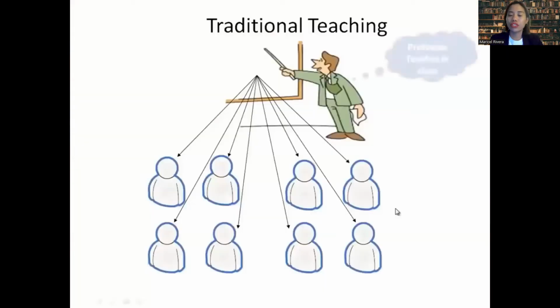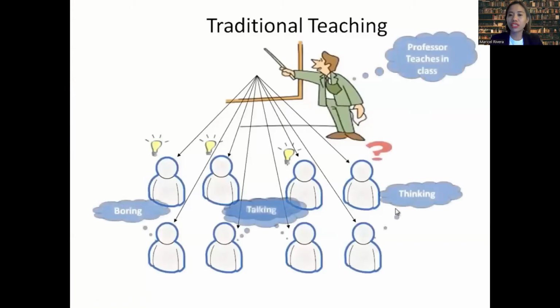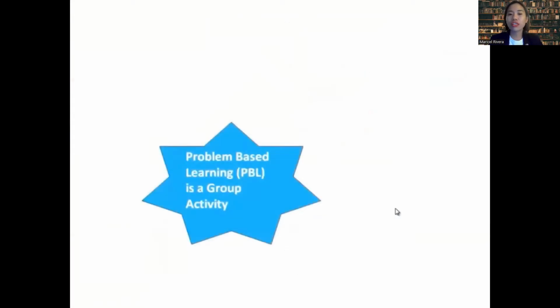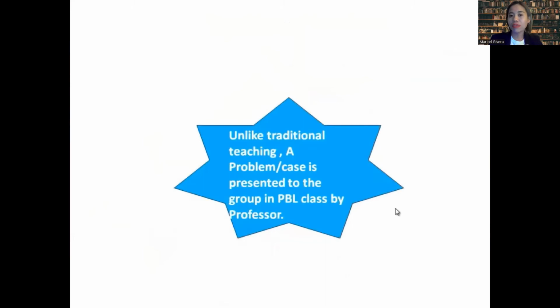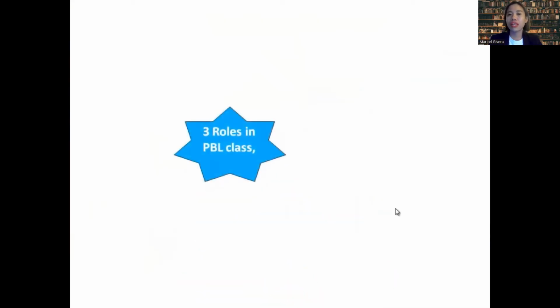Now we have here traditional teaching. Each professor teaches in class like this, talking, boring, talking and thinking. So it's the conventional. For the problem-based learning, or the PBL, each student in the group learns and communicates, and then the teacher here only facilitates the learning. The students are assigned a problem, no? Unlike traditional teaching, a problem or case is presented to the group in PBL class by the professor, and there are three roles in the PBL.